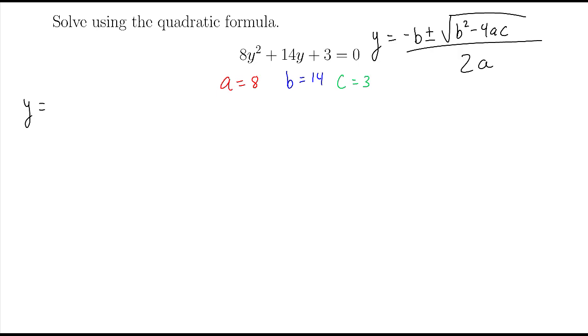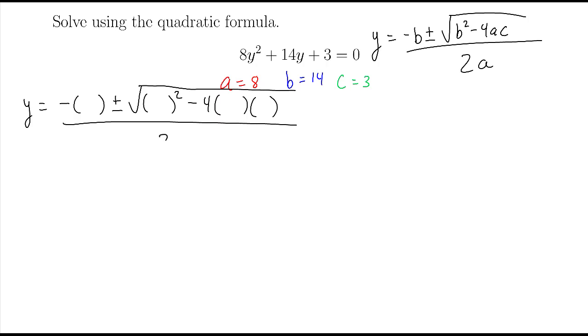Y is equal to negative b plus or minus the square root of b squared minus 4ac, all of this over 2 times a. Go through that again. Negative b plus or minus the square root of b squared minus 4 times a times c over 2 times a. Okay, so let's go ahead and just simplify that a little bit.